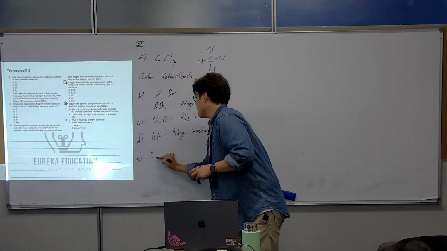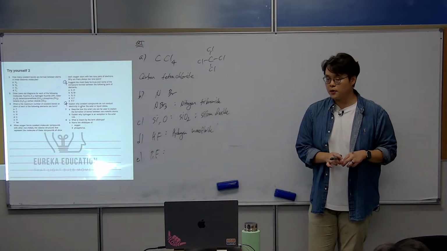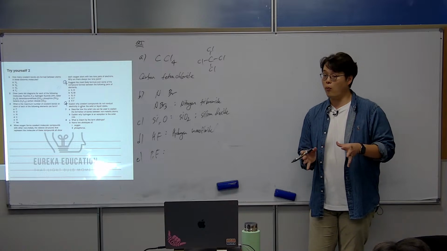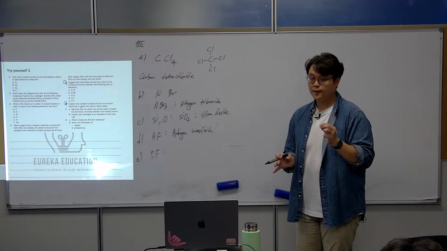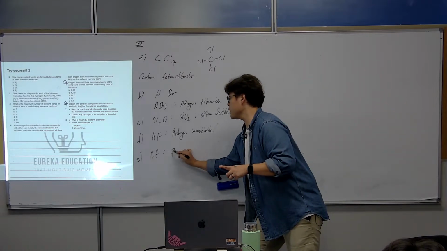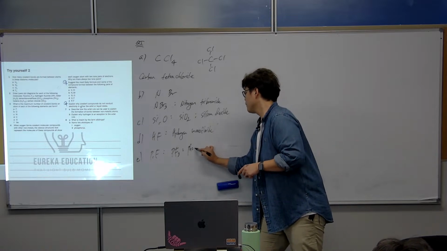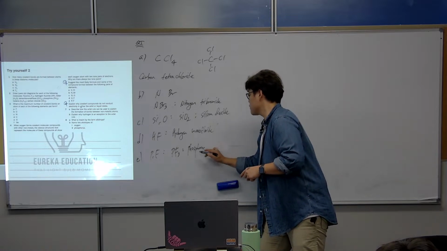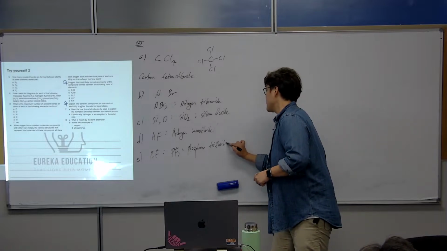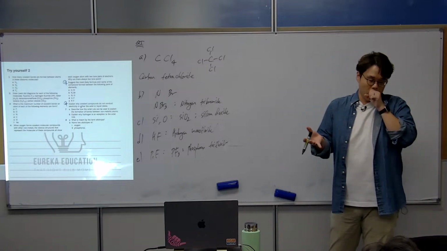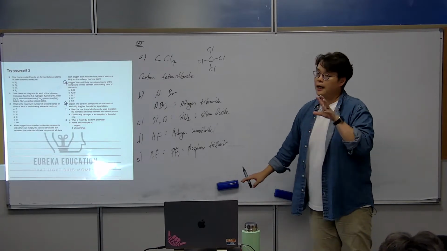E, P and F. Yeah, second chance. Phosphorus: how many covalent bonds can phosphorus form? 3. What about fluorine? 1. Therefore, it's PF3. Naming? Phosphorus trifluoride. Very good. That is how you name these non-metal combinations. This is different to the ionic compounds too.